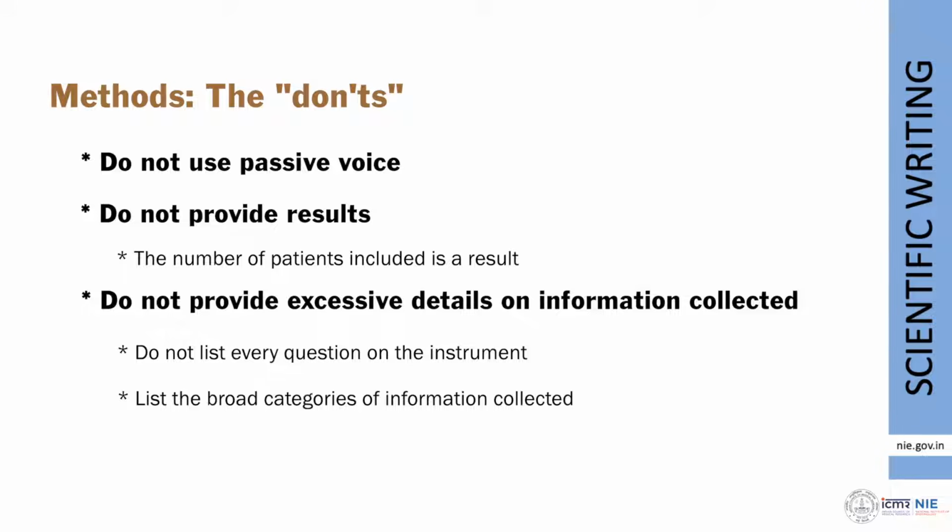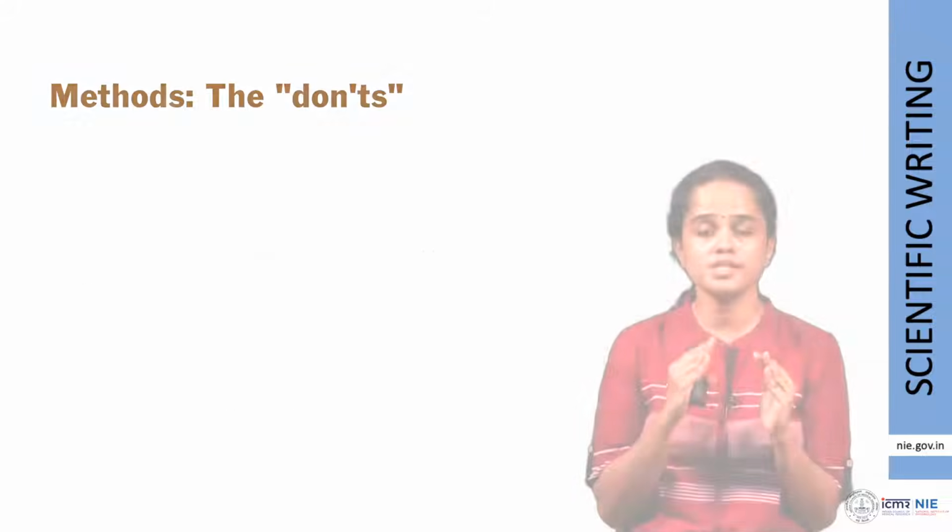Do not provide excessive details on information collected. Like some go into too much detail of listing all the variables. We collected detail on the age, sex, BMI. Now you don't have to list all the variables that you collected data on. Just report what is necessary.